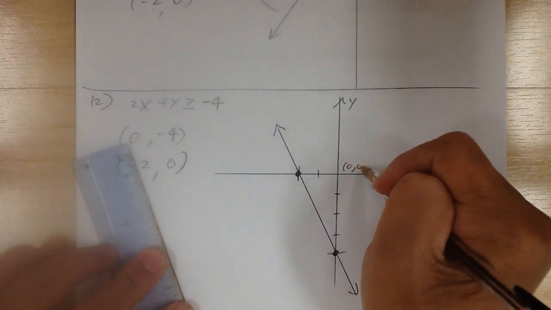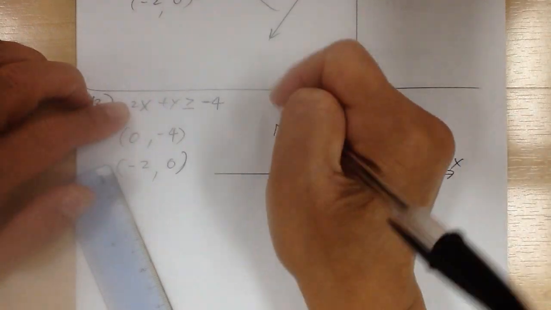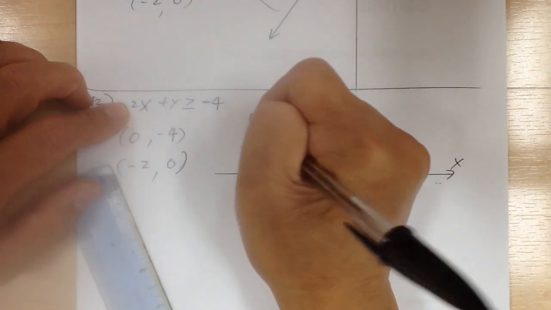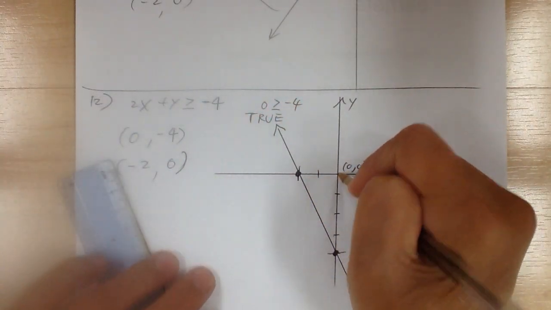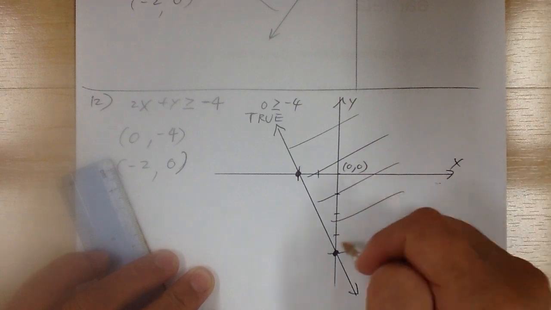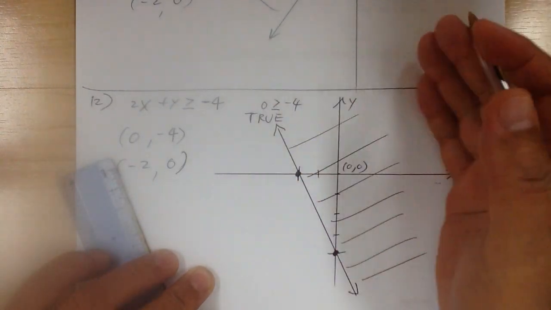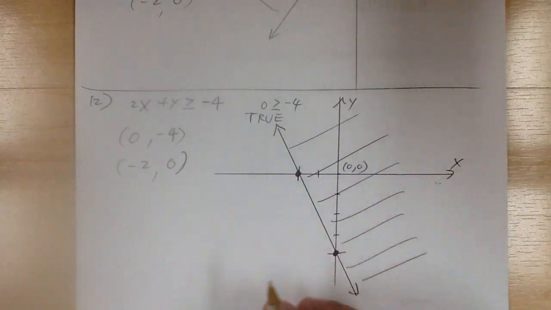Again, use 0, 0 as my testing point. So put in here 0, 0. So all this is going to be 0. So I get 0 is greater than or equal to -4. So this is true. So this point is true. That means this half is good. Okay. So what it means that all the points on this half is going to be part of the answer.